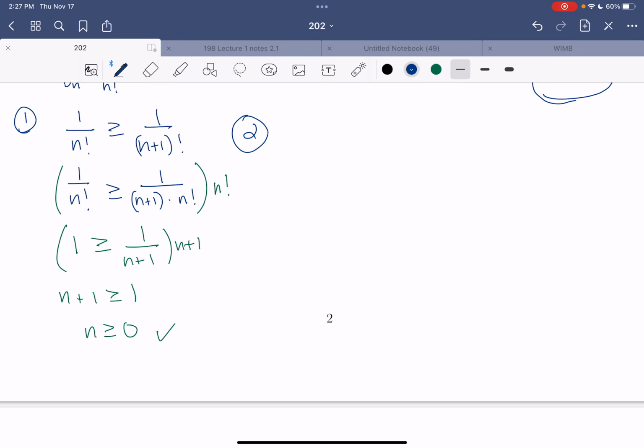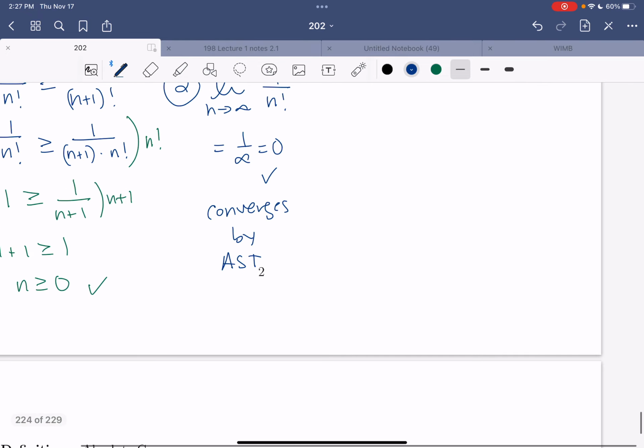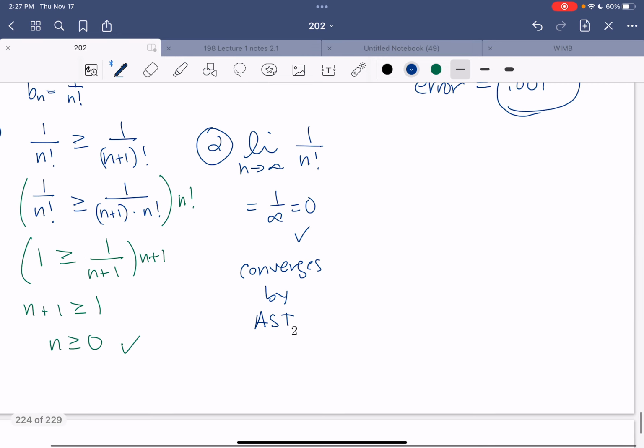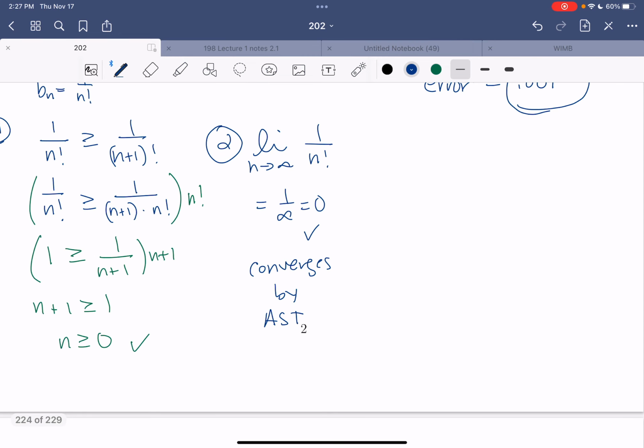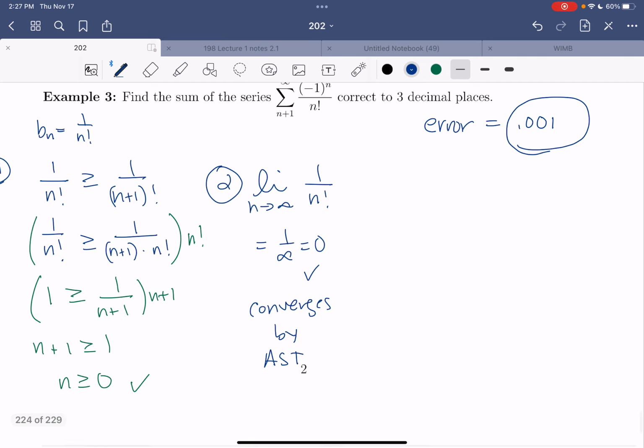Number 2, we want to know the limit as n goes to infinity of 1 over n factorial. That means we get 1 over infinity, which is 0. So it converges by AST, the alternating series test. Okay, perfect. Now, what do we do now? Okay, so we're going to look at partial sums until we get to a term that is less than 0.0001, right? Essentially something less that has 3 zeros in it before the value.